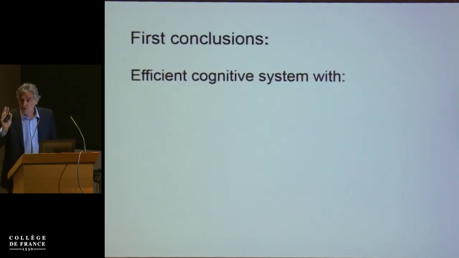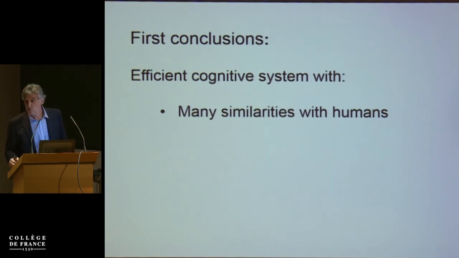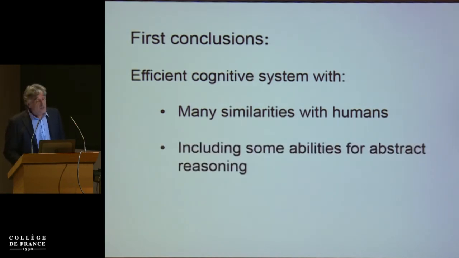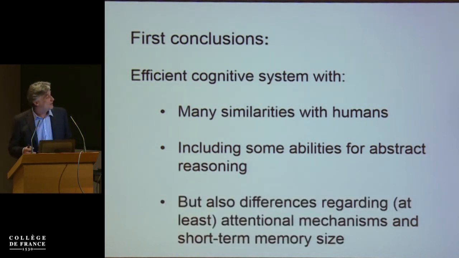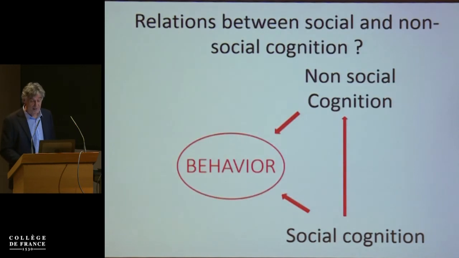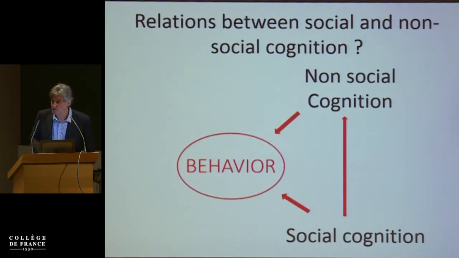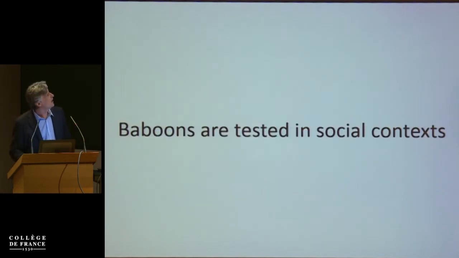Okay, so these are just first conclusions. These animals have a very efficient cognitive system with many similarities with humans, obviously, including some abilities for abstract reasoning, but also differences regarding at least attentional mechanisms. I'm referring to the experiments on global-local, but also short-term memory, the experiments on the Corsi test. So now let's move to the other part of my talk, which is on the relation between social cognition and non-social cognition.